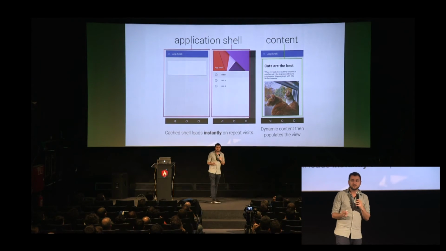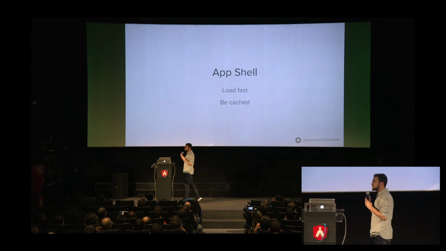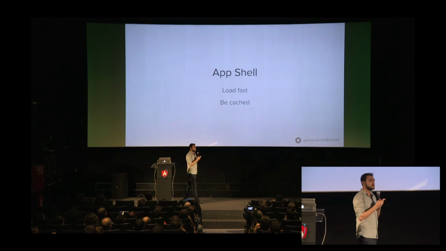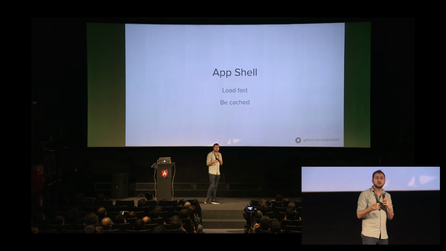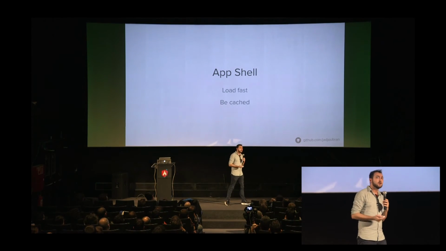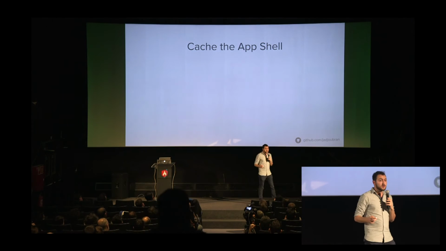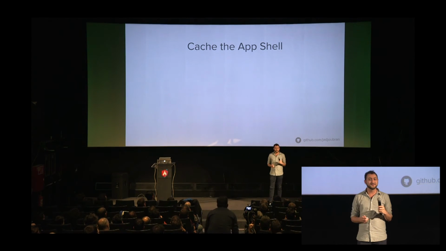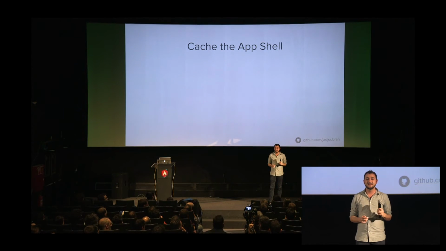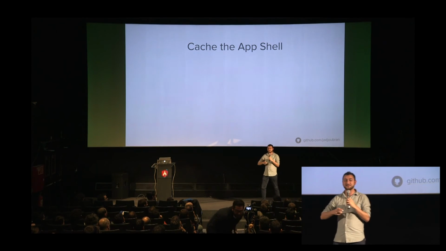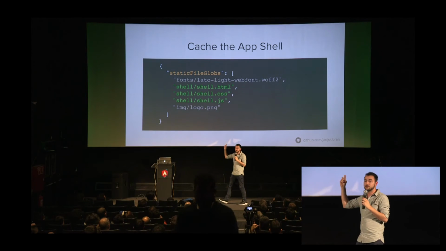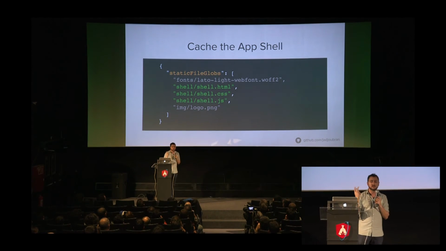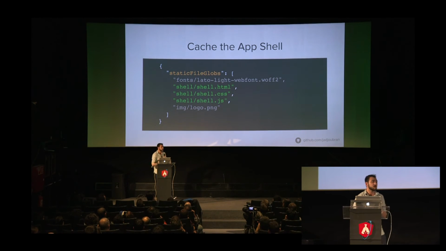Now, for the concept of app shell to work, it must load fast and it must be cached. Because imagine you go to a website and then it takes 5 seconds to load the app shell. Then there's no point in having an app shell. So how can we cache the app shell? Can someone remember from my previous slides? Yeah, what is it? Service worker pre-cache. In the pre-cache, if you remember, we pre-cache the shell.html, shell.css, and shell.javascript. So that's how we pre-cache the app shell.